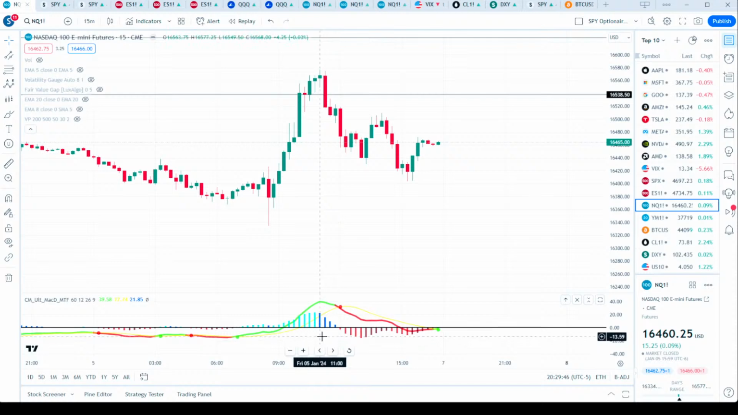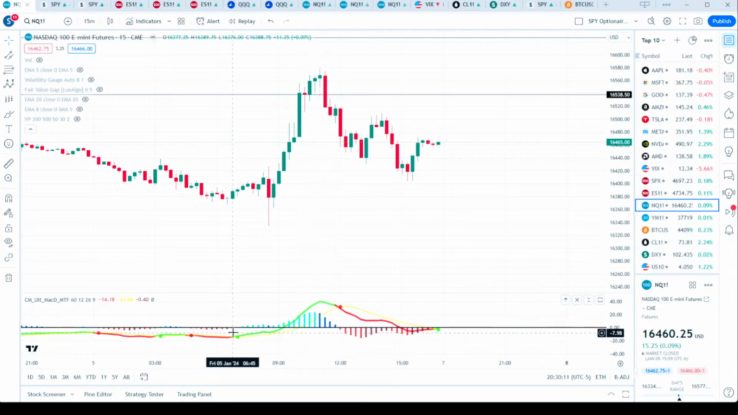Again, I don't really like the MACD for multiple reasons. I think it's far too lagging of an indicator, in my opinion. I think it's more reactive on maybe individual tickers, but for something like SPY or NQ, I would personally not use the MACD.